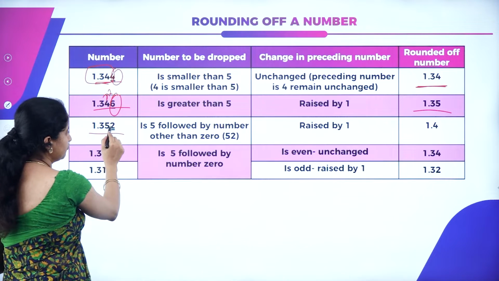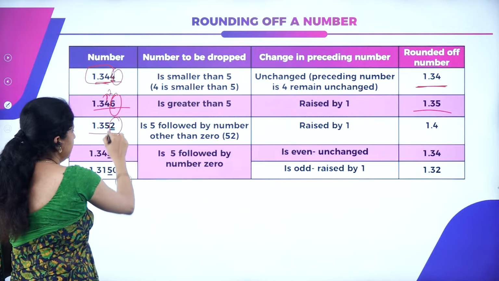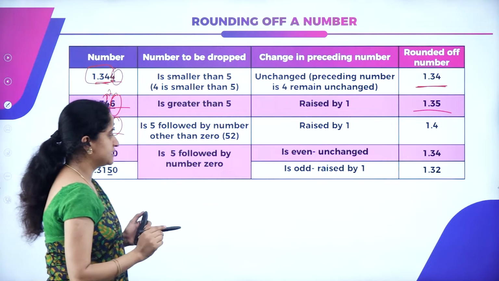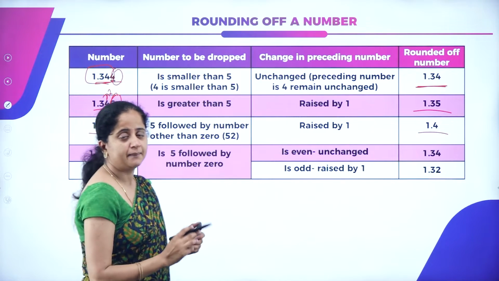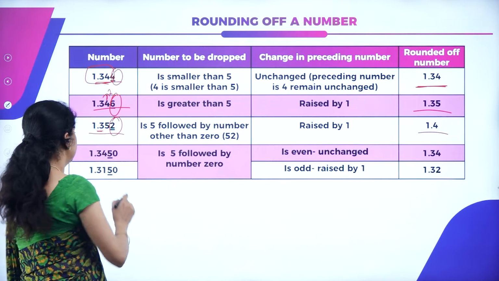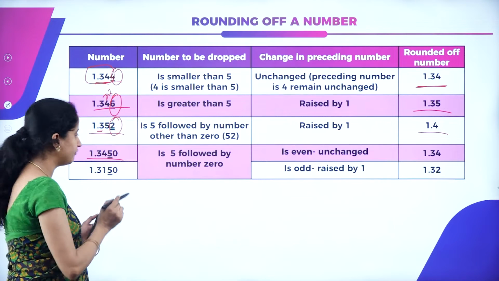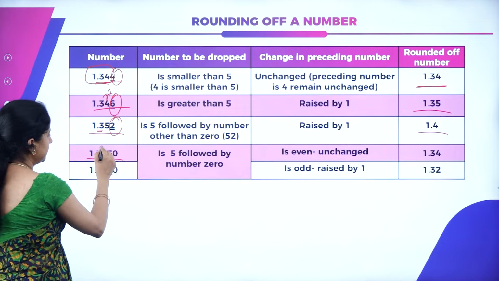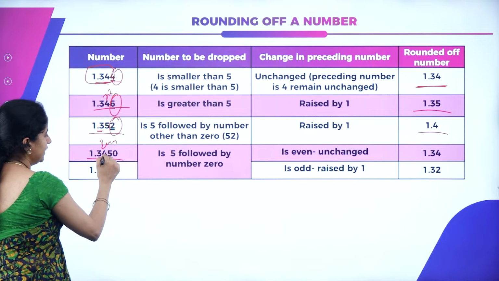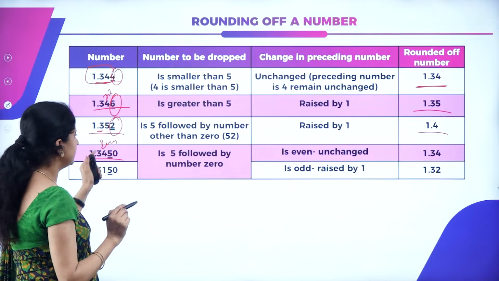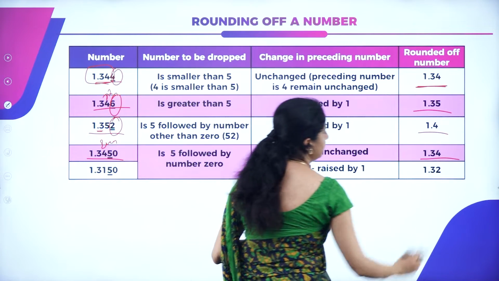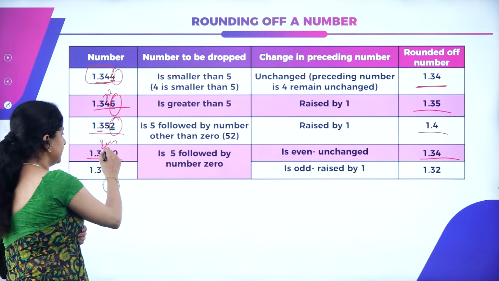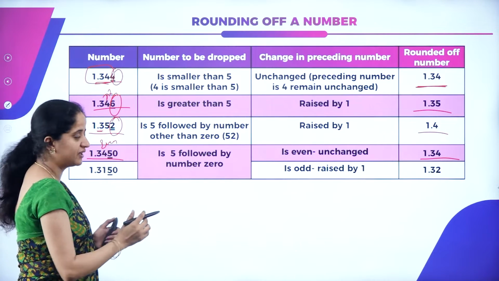Next I have 1.352. You see here 5 is followed by 2, that is a number other than 0. Then the preceding number of 5 should be raised by 1. After rounding off, the number will become 1.4. And next we have 1.3450. Here 5 is followed by the number 0. In this case, you must observe whether the preceding number is even or odd. Here I have 4. 4 is an even number, so it is left unchanged and the rounding off will be 1.34.